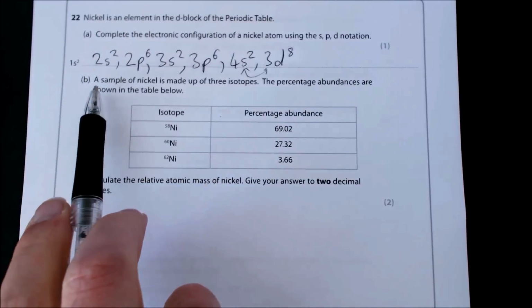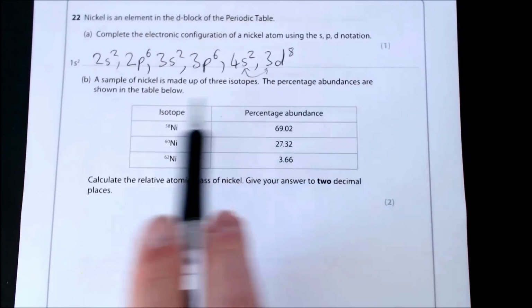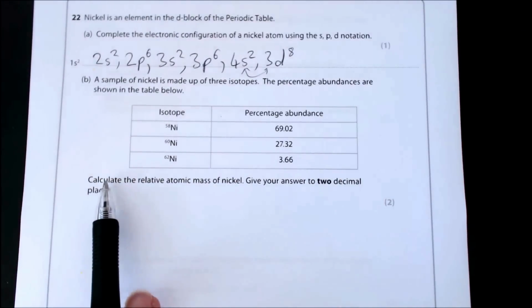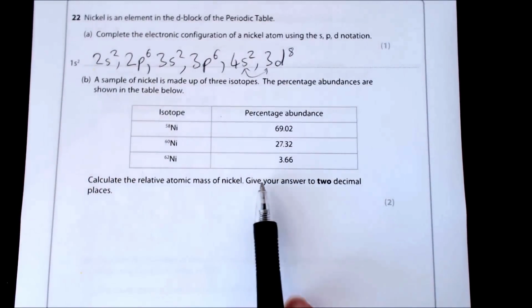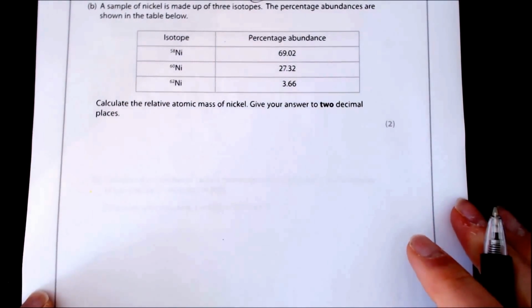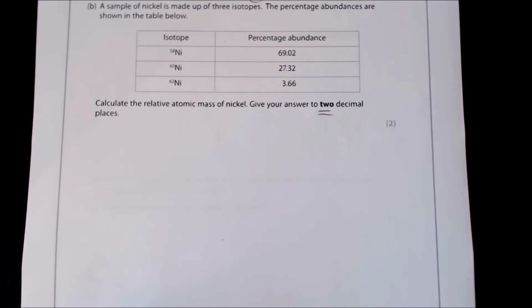Okay, so then next it says a sample of nickel is made up of 3 isotopes. The percentage abundances are shown in the table below. So you can see we've got different abundances of the isotopes. Calculate the relative atomic mass of nickel. Give your answer to 2 decimal places. Right, so let's nudge it up there. This 2 bit's important. We've got to give it to 2. If we don't, we won't get all the marks.